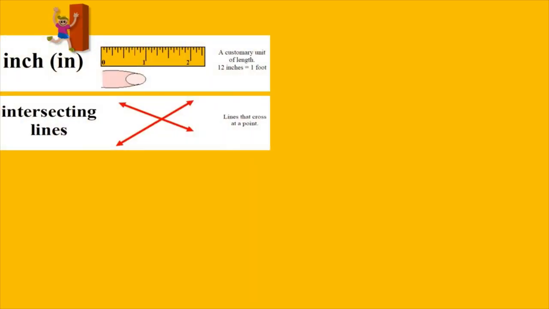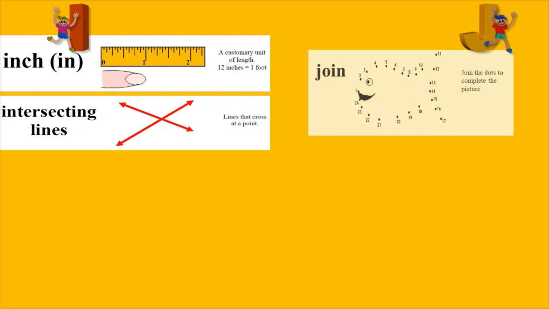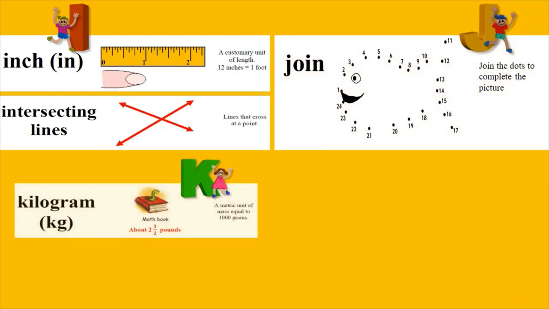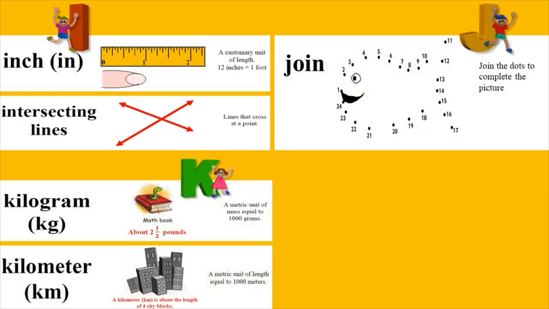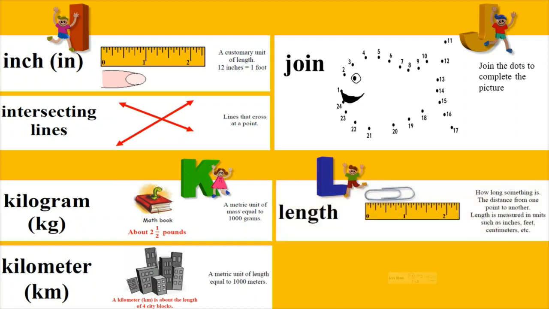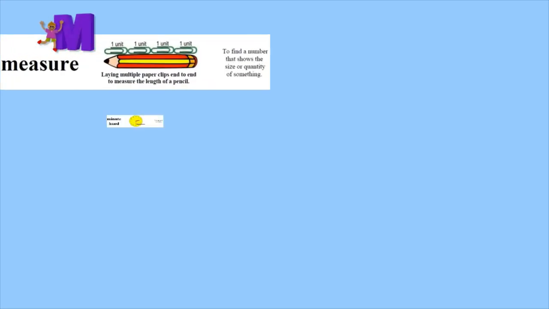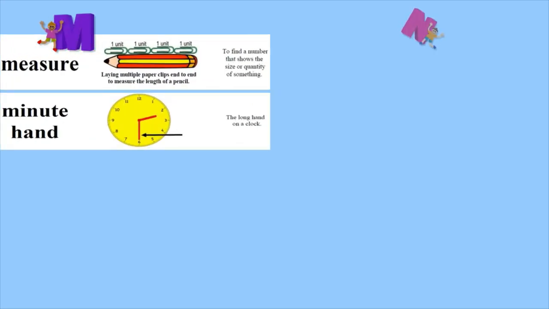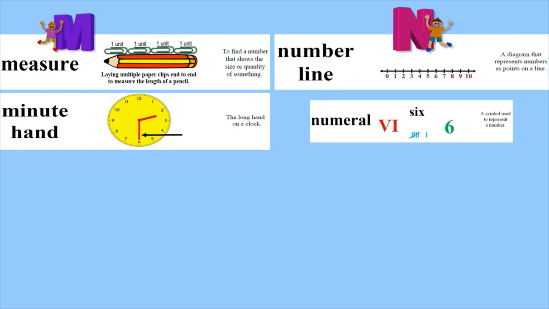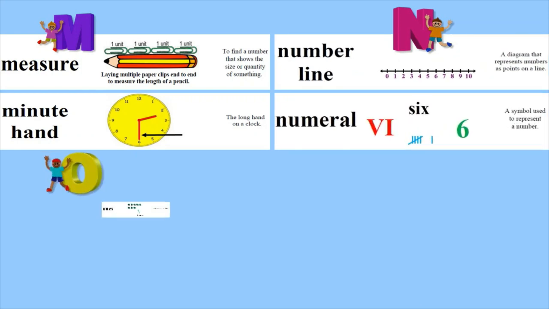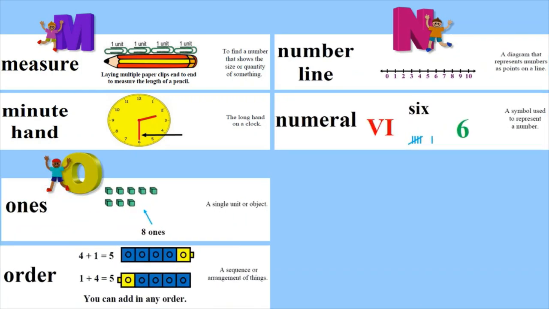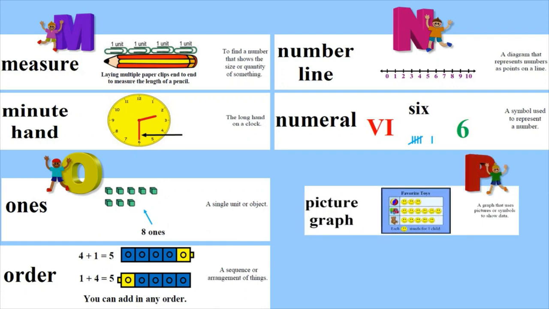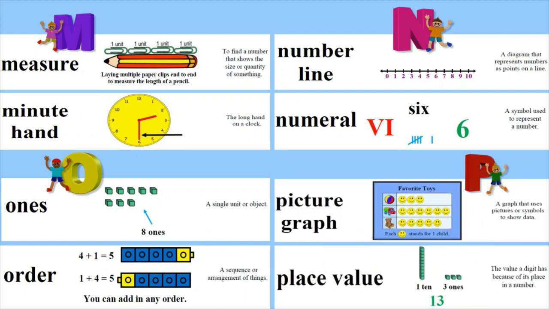I, inch, intersecting lines. J, join. K, kilogram, kilometer. L, length, less than. M, measure, minute hand. N, number line, numeral. O, ones, order. P, picture graph, place value.